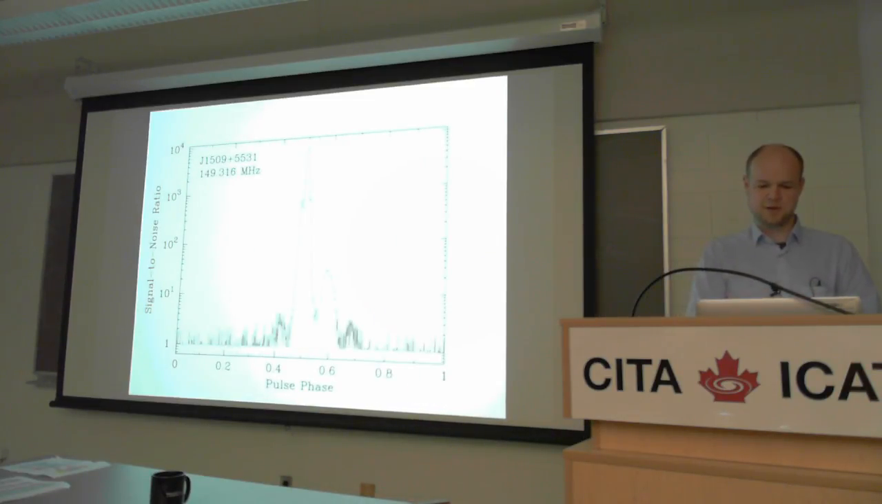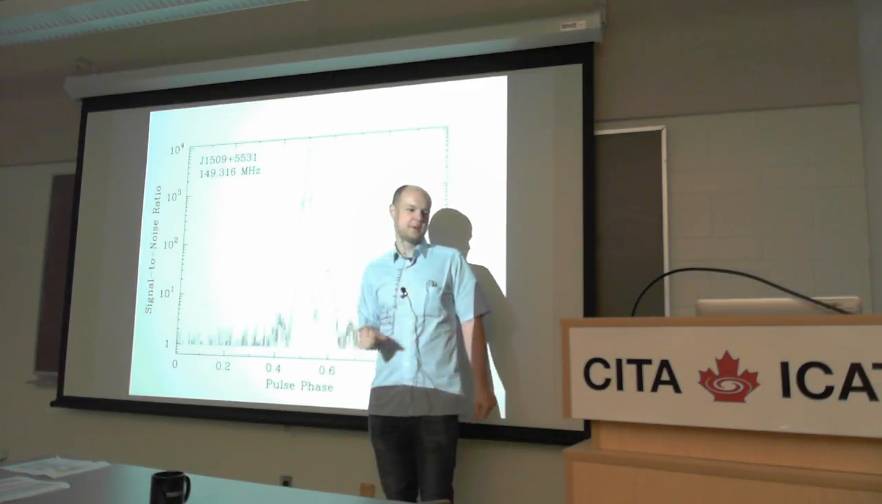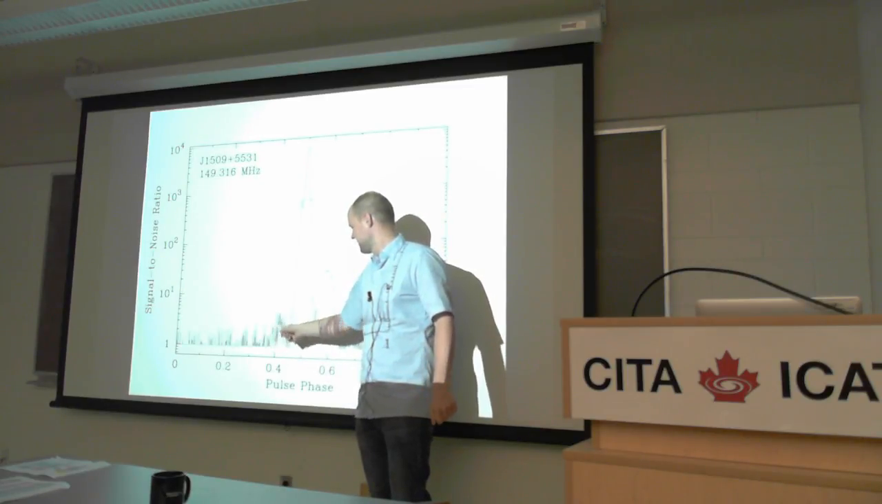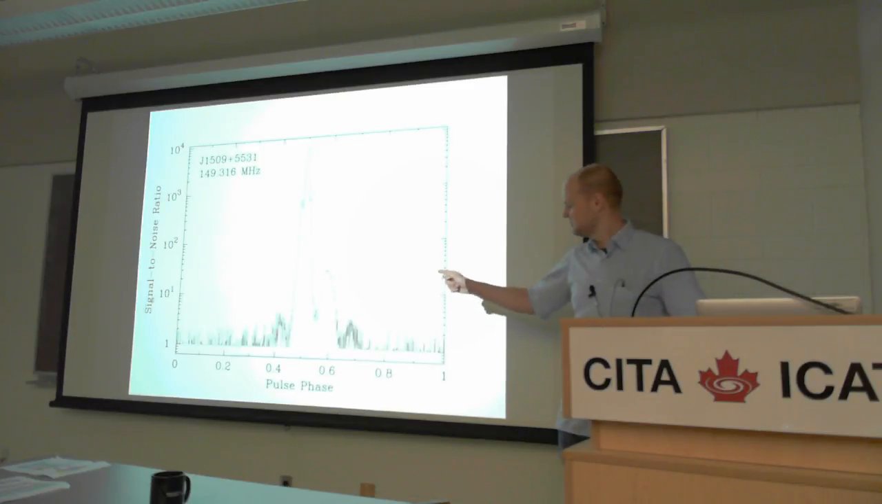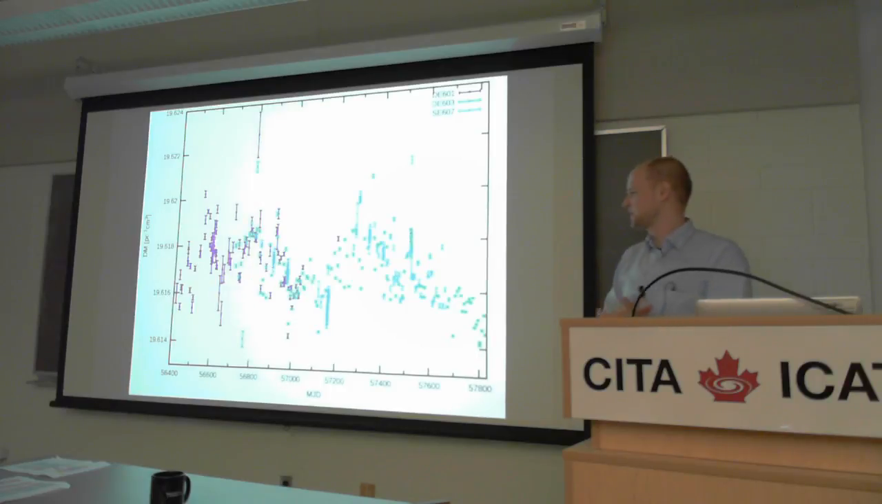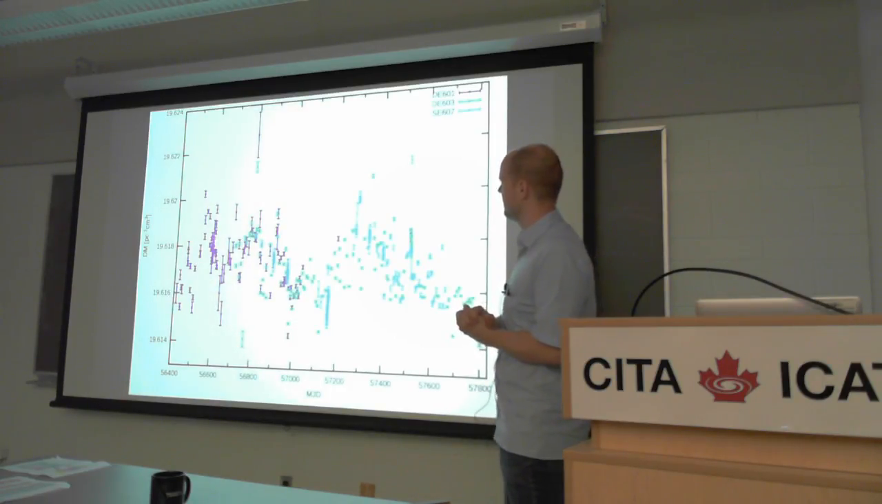So if you look at the same plot but in logarithmic scale, you see that there is this signal coming in after the component. I'm not sure about this one. I think this is just very low level emission from the profile. And we will get back to this post-cursor in a moment. This is just the dispersion measure variations for this pulsar. So they look incredibly noisy.